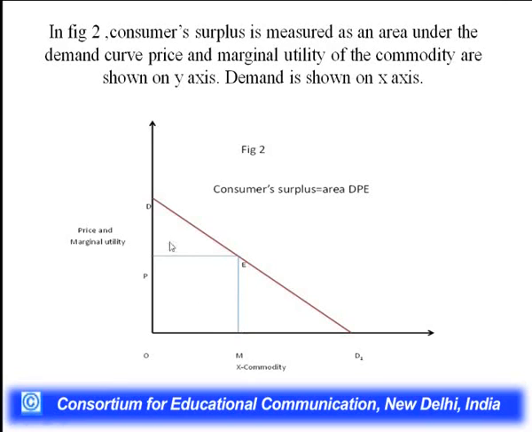So, what is left? The total area he is willing to pay is OMED and he is paying OMEP. So, the area DPE, which is a triangle, is the consumer's surplus. So, you can say consumer surplus is measured as the area under the demand curve which is above the price of the commodity. So, area DPE is the consumer's surplus.